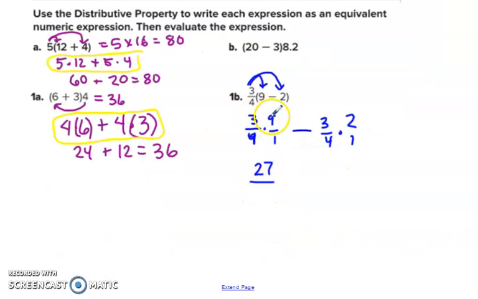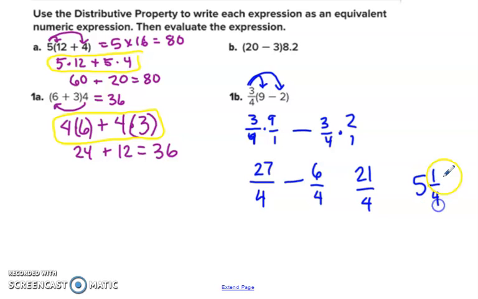We multiply across the top. We get 27. Multiply across the bottom. We get 4 minus. And then we'll do this 3/4 times 2 now. 3 times 2 is 6, and 4. I'm going to go ahead and subtract it. I get 21 over 4. See, 4 goes into 21 5 times. So it's 5 1/4. That's an equivalent expression to that.